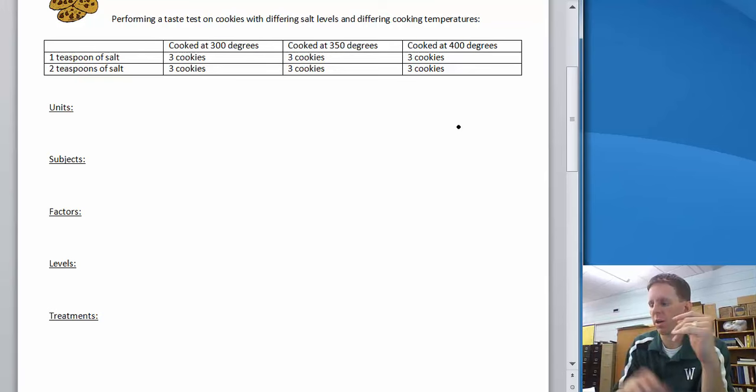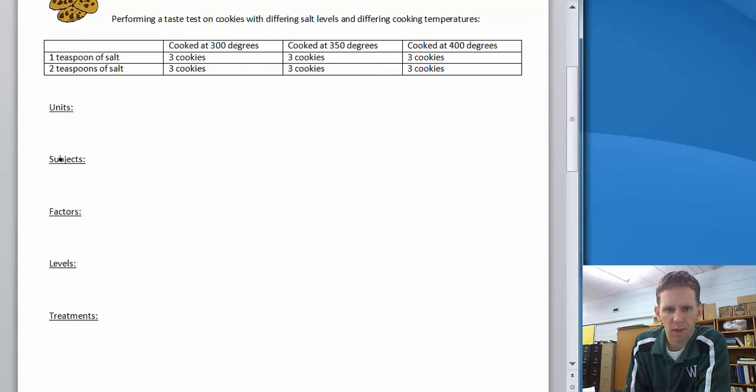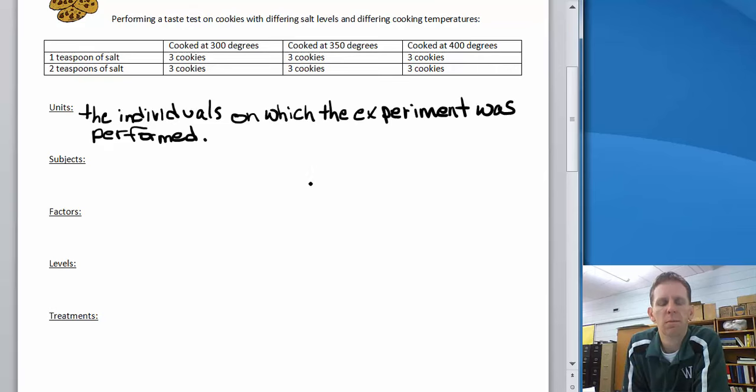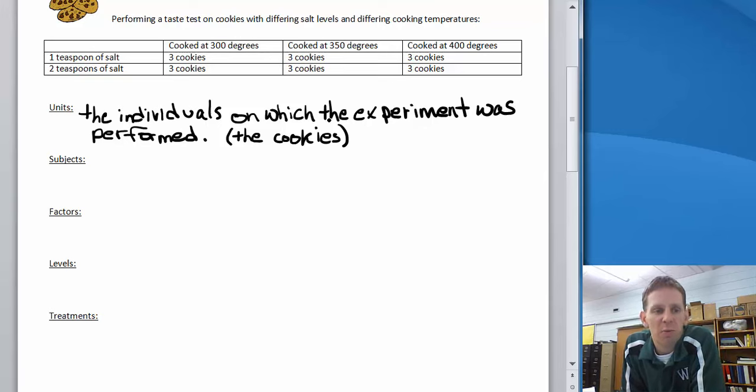In this situation here, the units in statistics are the individuals on which an experiment was performed. A lot of times when we conduct research, it's done on humans or lab animals or something of that nature. In this problem, our units are actually the cookies. We're performing an experiment on the ingredients on the cookies. If you just want to say the cookies, that would be acceptable. So when we're done, we're going to have cookies that have different salt contents and they're cooked at different temperatures, so we may get kind of different types of cookies. The units in this problem are the cookies.